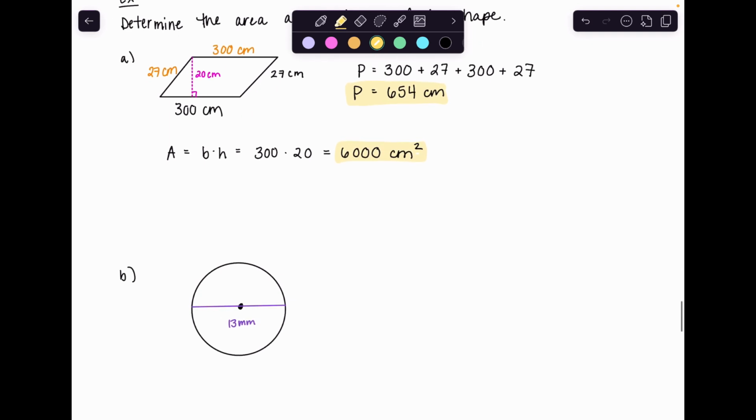Moving on to the second example, this one is a circle. They tell us this entire distance is 13 millimeters. But what I need is just this particular distance here, which is half of that. So my radius is going to be that 13 divided in half. So the radius is 6.5 millimeters.